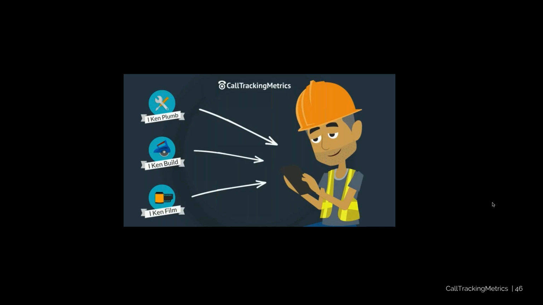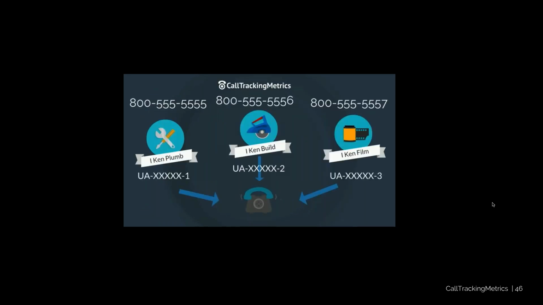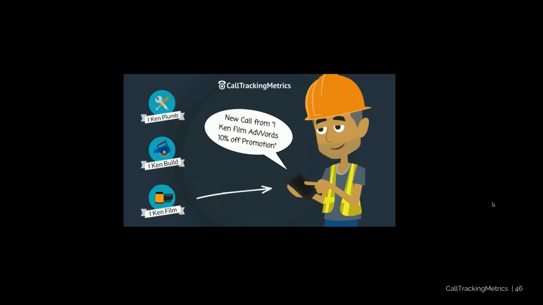CallTrackingMetrics allows Ken to have unique tracking numbers on each of his websites, so he can identify the service a caller is interested in and the analytics property tracking the visits. It allows Ken to be extra prepared for every call by playing a whisper message announcing which service and promotion the caller is interested in.